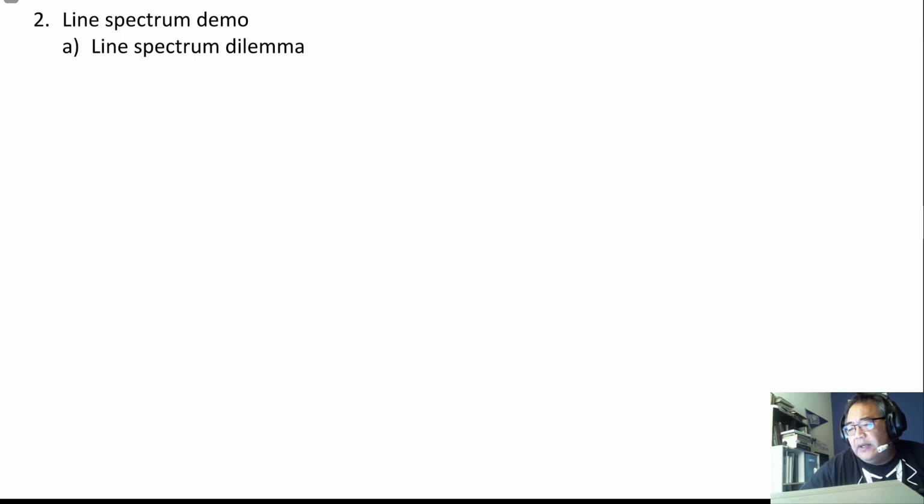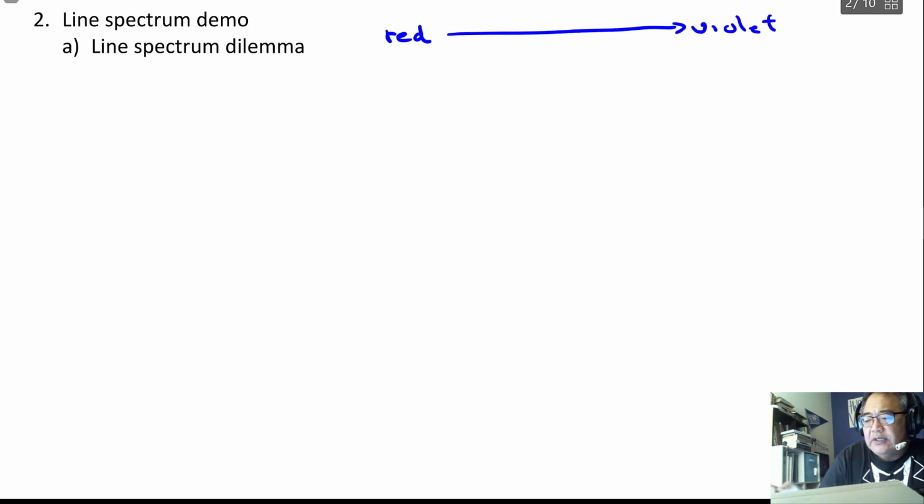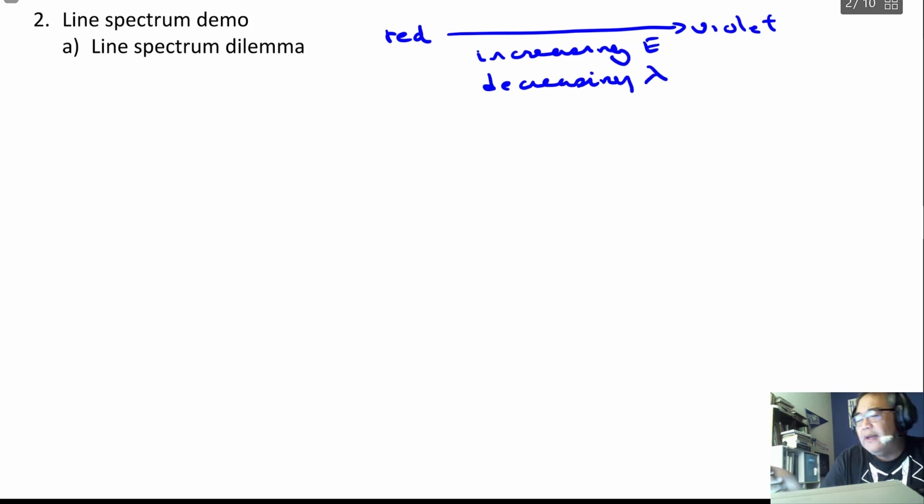So let's just review a little bit about light and color, and its energy. When we talk about the color of light, what we're doing is specifically talking about its energy. So again, we have red on one end, then ROYGBIV, and violet at the other end. And going from this direction to this direction is increasing energy, and then decreasing wavelength or increasing frequency. So those are the things that are going on.